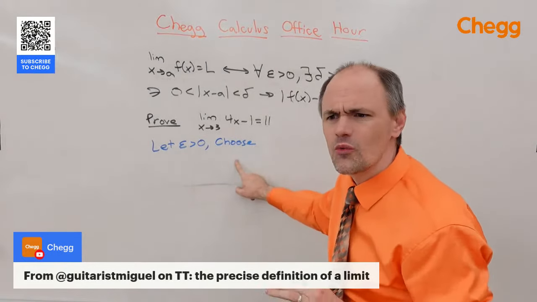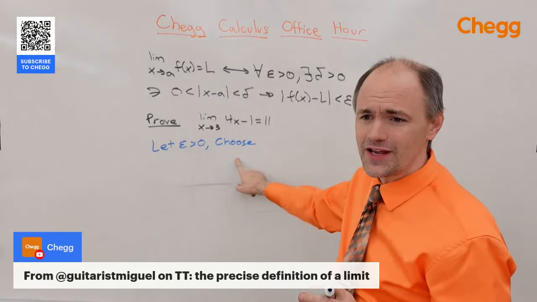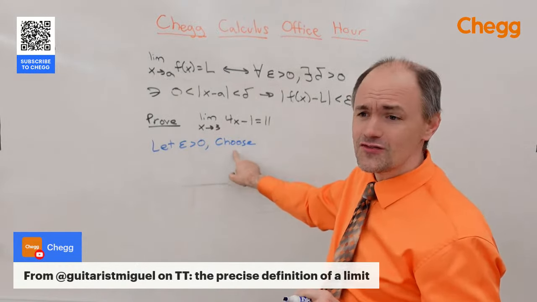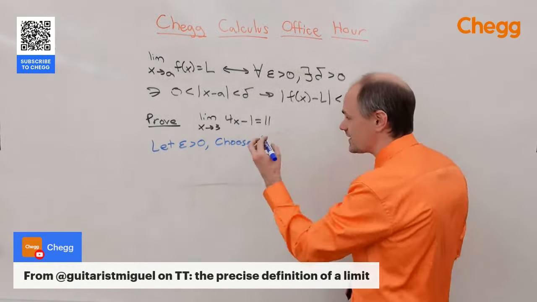Does choose have 2 O's or 1? I always mess this up when I do proofs. Somebody put in the chat, let me know if choose has 1 O or 2 O's. We'll fix that later if I need to.